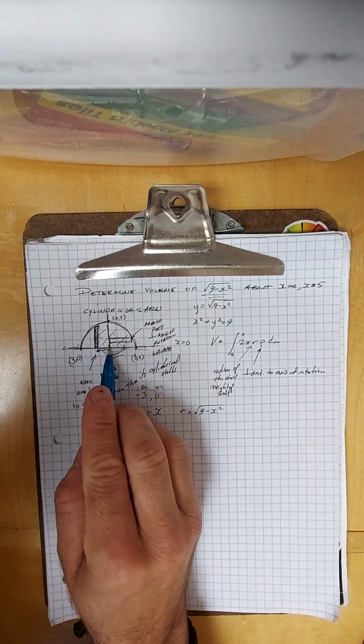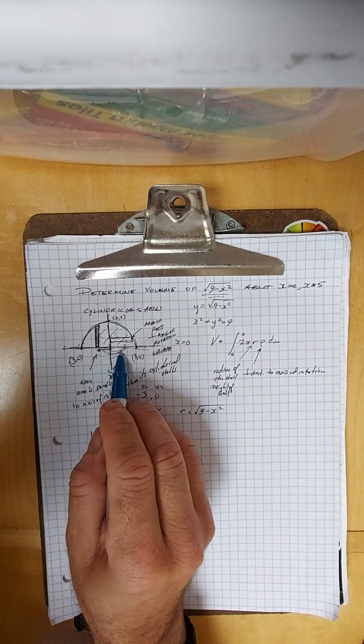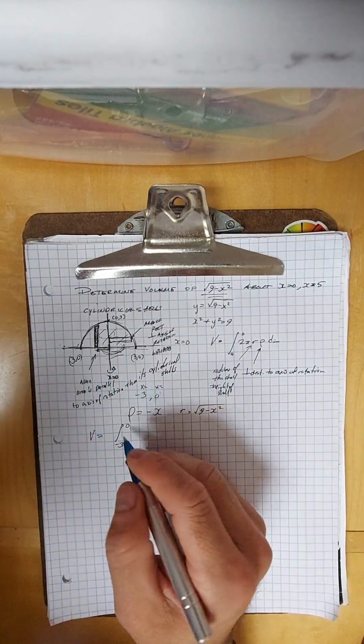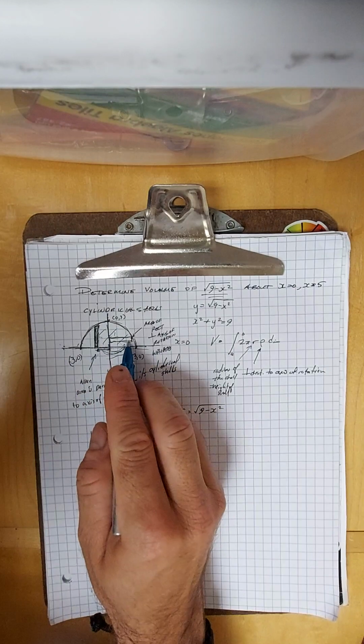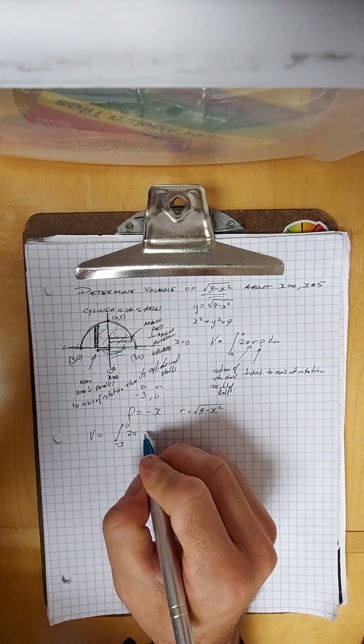There is no difference if you go from 0 to 3, in which case the only difference would be that your radius there would be positive. You wouldn't have to worry about the negative. I just drew it on the side since I already had that rectangle there. So, all right, so we have 2 pi.